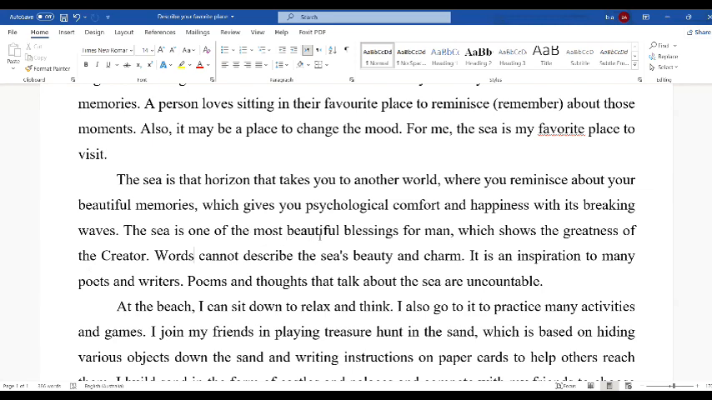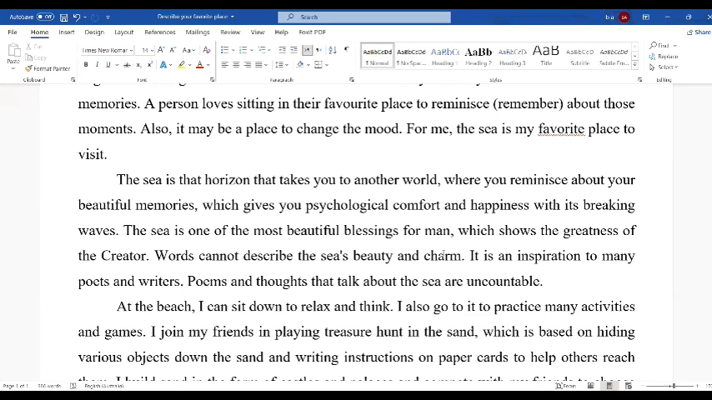The sea is one of the most beautiful blessings for man. And man here doesn't mean a male person. No, man here means a human, okay, الإنسان, which shows the greatness of the Creator. Creator with a capital C means Allah or God. Okay, words cannot describe the sea's beauty and charm. It is an inspiration to many poets and writers.